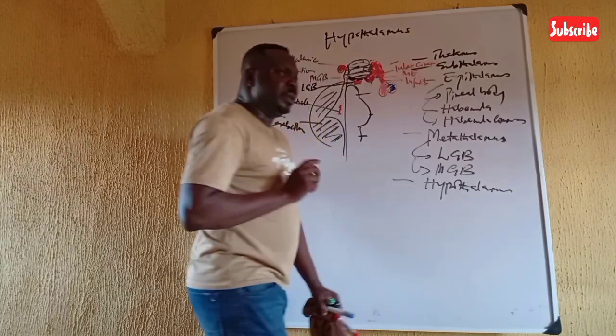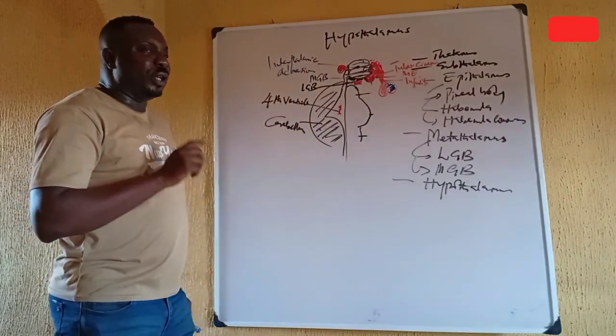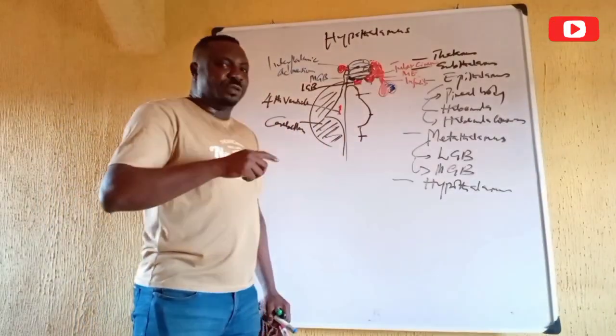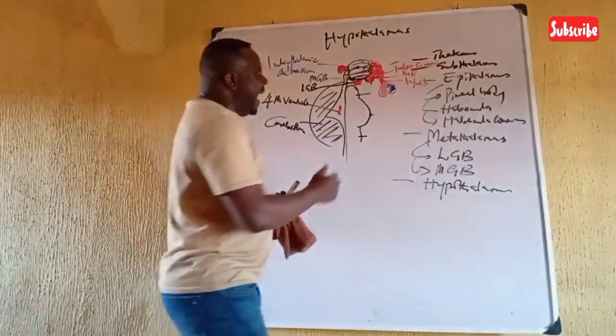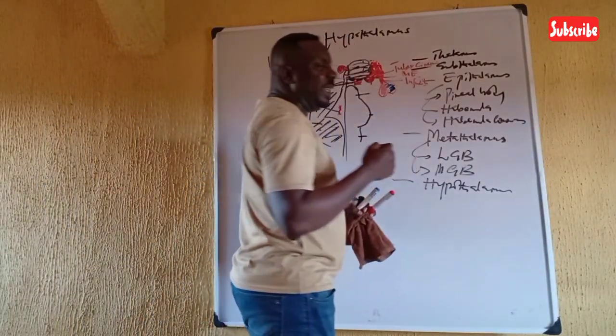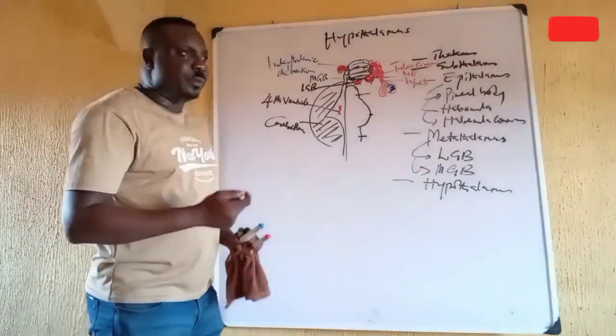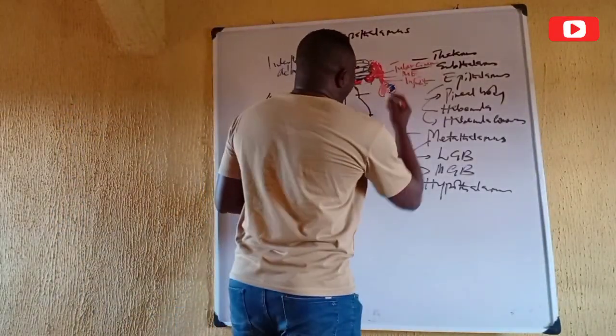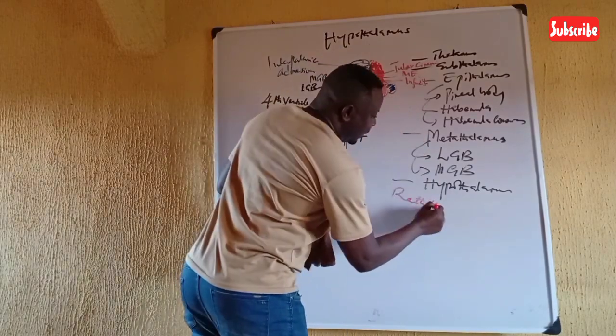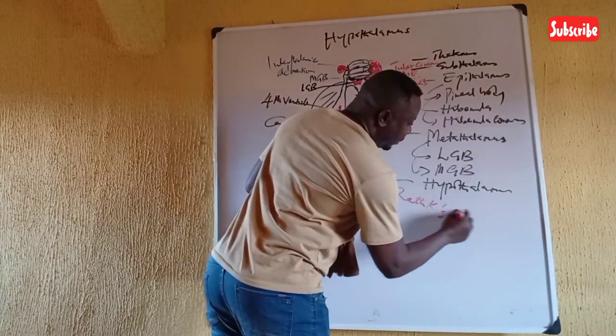Now, embryologically, the posterior pituitary originates from the third ventricle. It is an evagination from the third ventricle. And then the anterior pituitary is an evagination from the nasopharynx. In fact, it originates from what is referred to as Rathke's pouch.